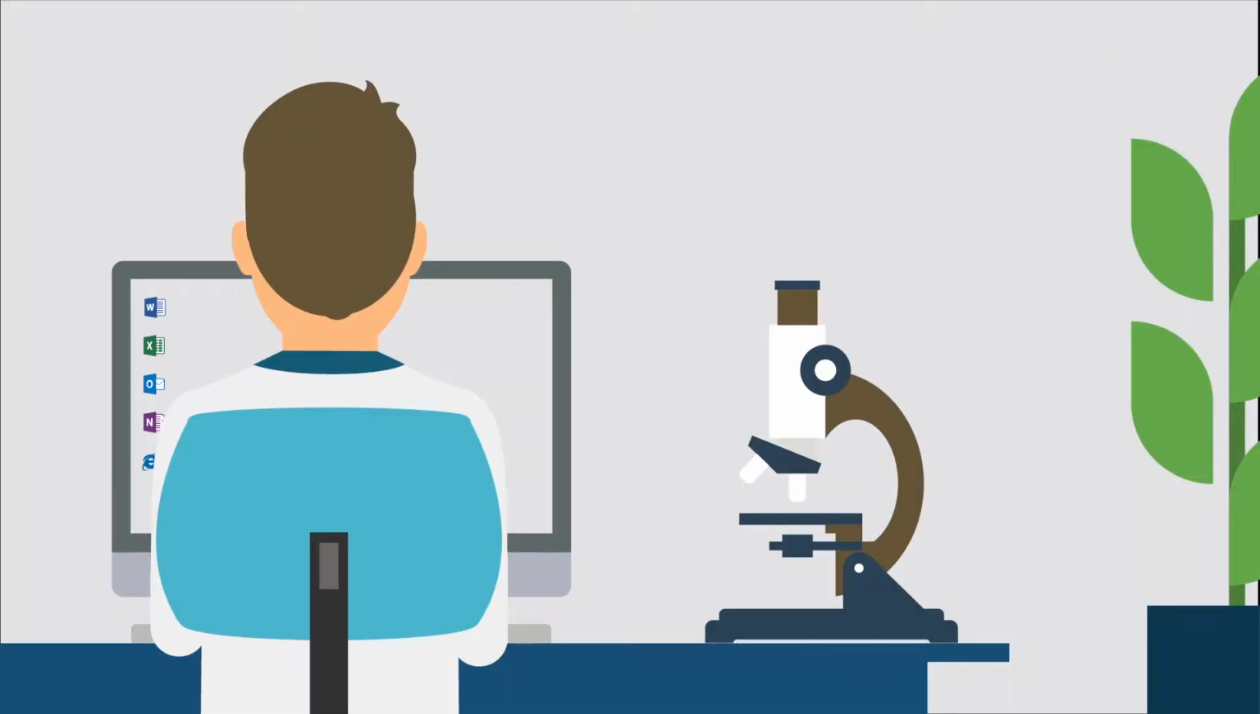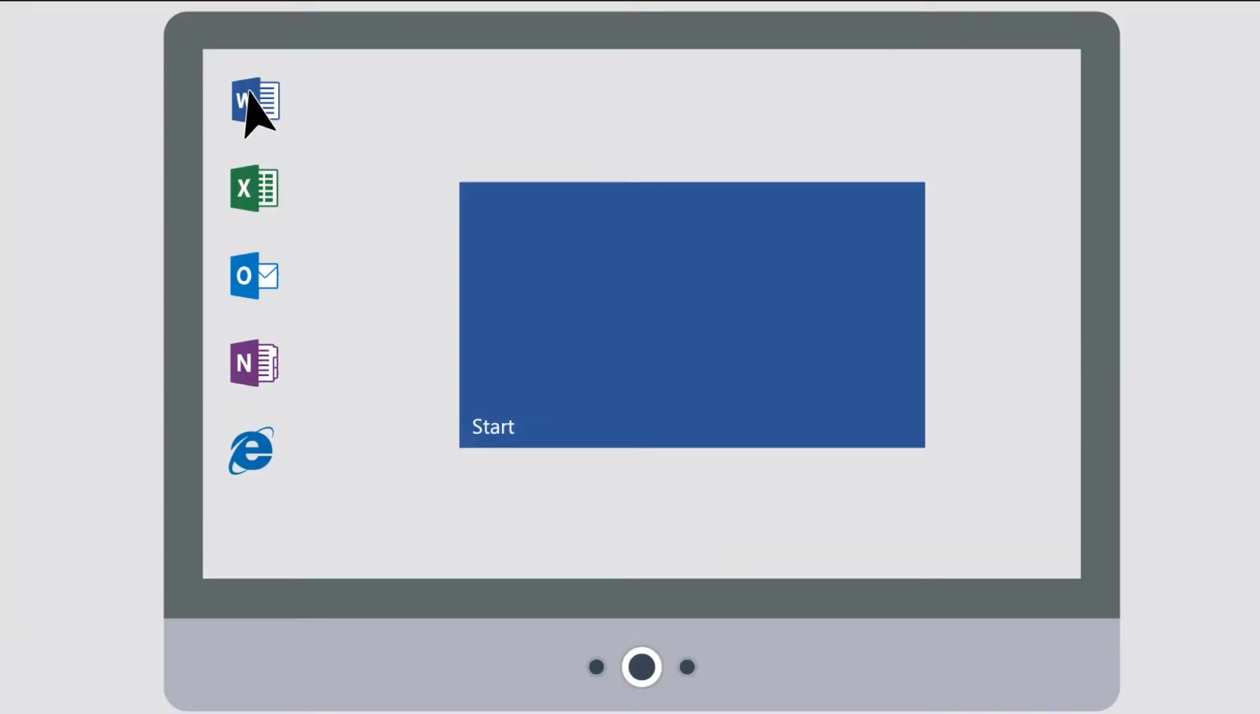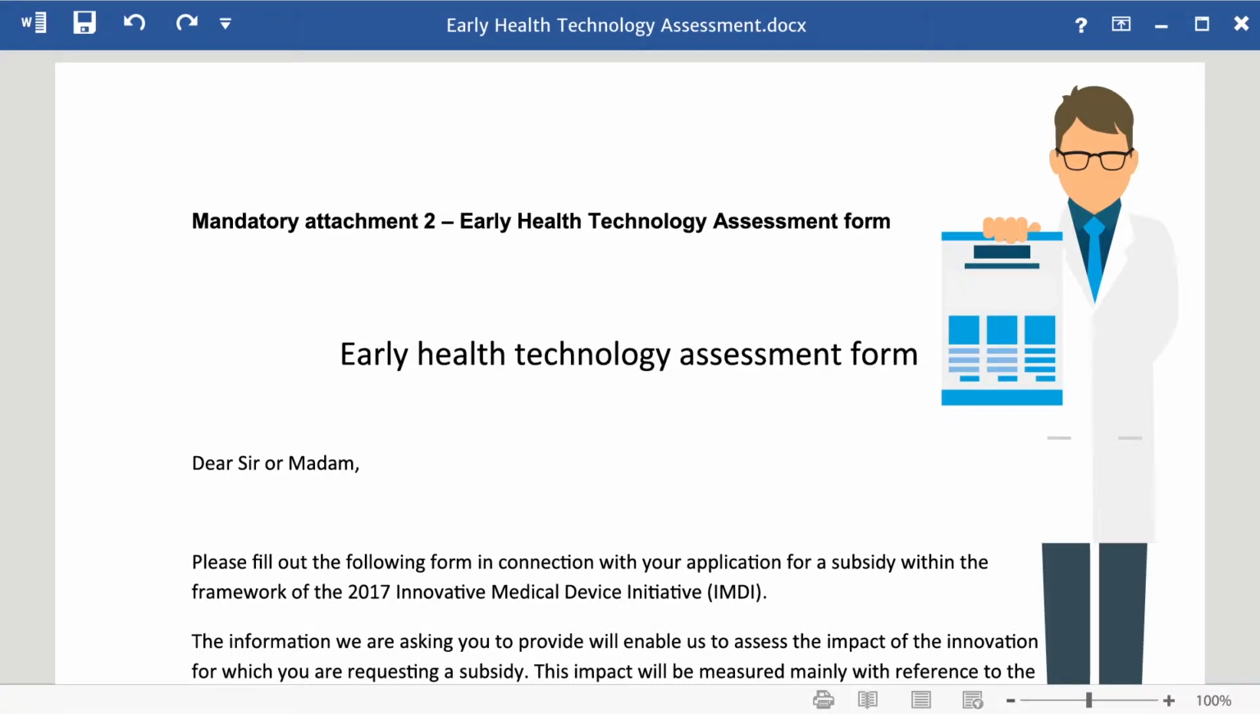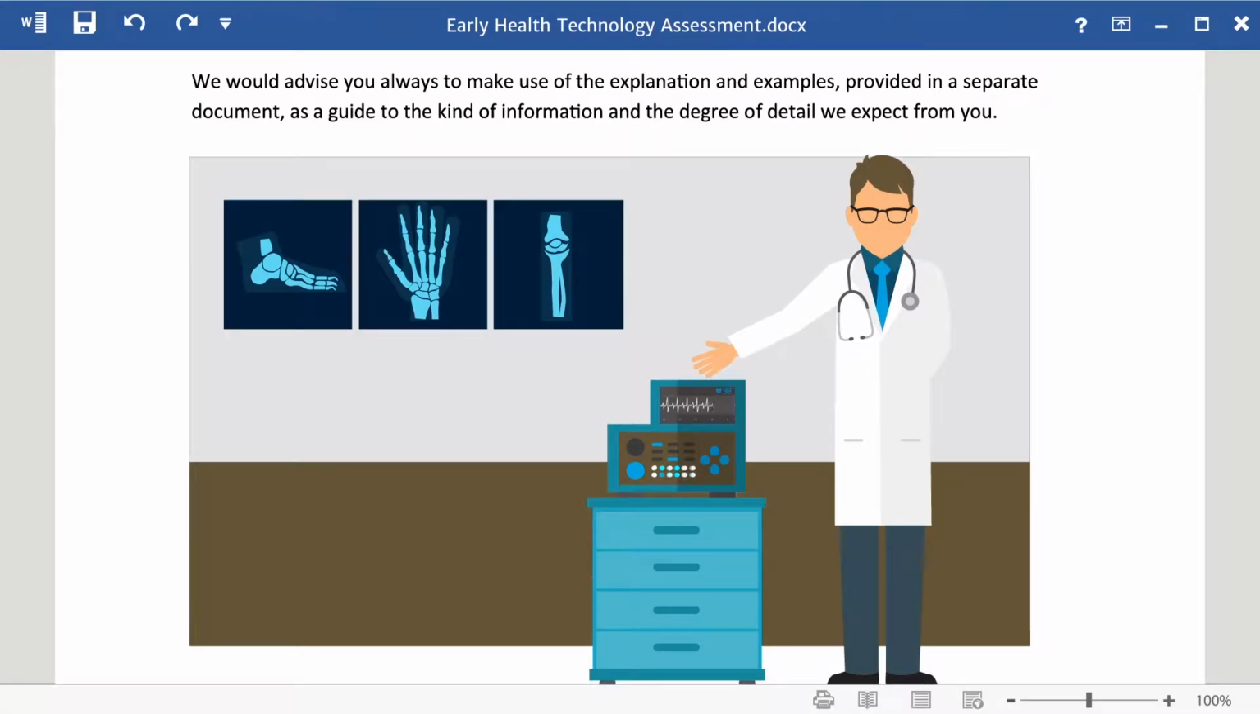You're about to fill in the Early Health Technology Assessment form. You know your innovation thoroughly, but can you also make the social relevance and impact tangible? This is important in order to make full use of resources and knowledge, and to create sufficient support for your innovation.